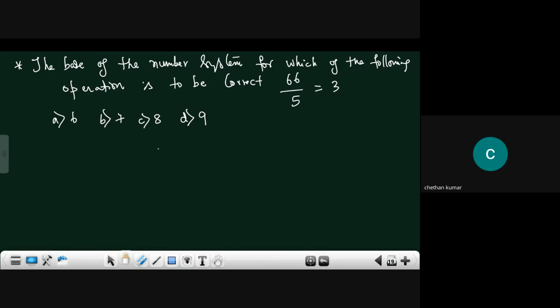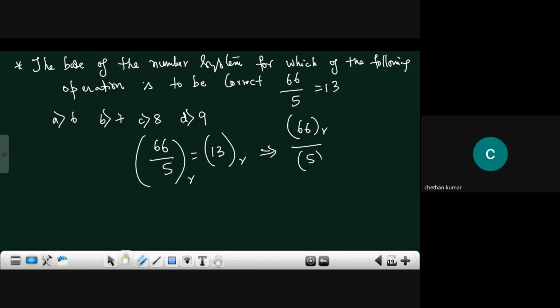So this question, 66 divided by 5 is equal to 13. I don't know what the base is. That is what I need to find out. I can write this equation as 66 base r divided by 5 base r, which is equal to 13 base r.